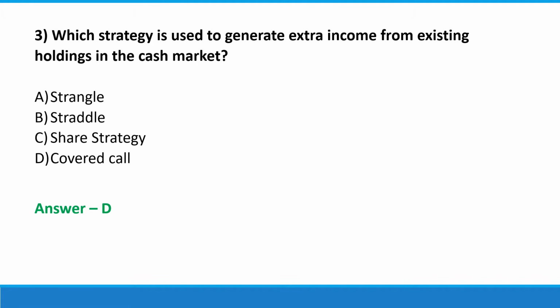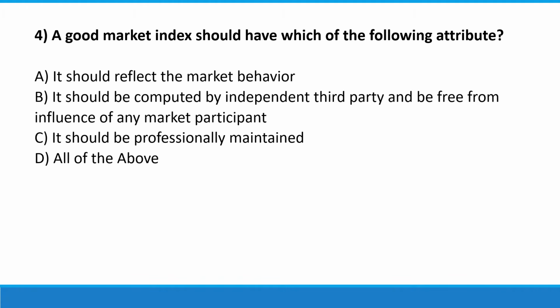Next question. A good market index should have which of the following attributes? Option A, it should reflect the market behavior. Option B, it should be computed by an independent third party and be free from influence of any market participant. Option C, it should be professionally maintained. And option D, all of the above. The correct answer is option D, all of the above.